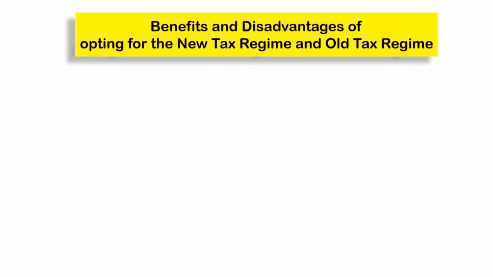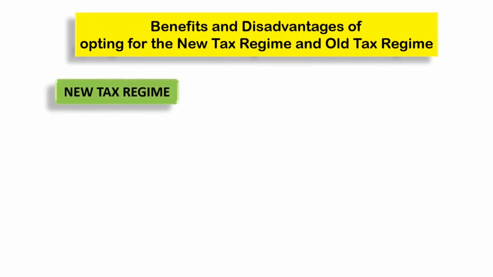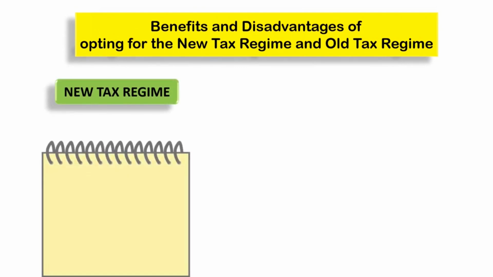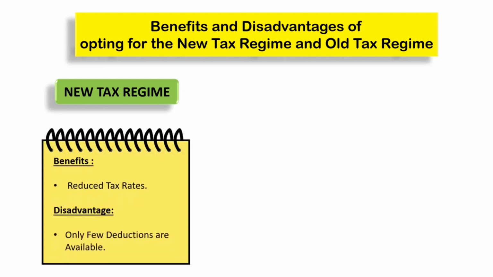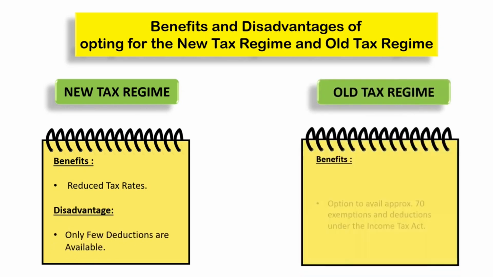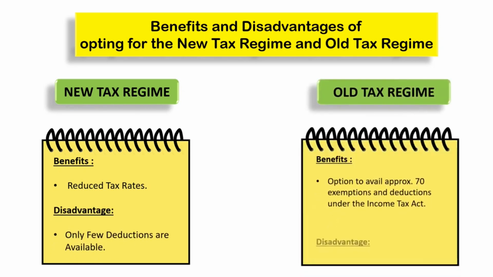So in brief, it can be said that the benefits or the disadvantages of opting for the new tax regime or the old tax regime are: in the new tax regime, you have reduced rates of taxes, but you have fewer deductions available. In the old tax regime, you have the benefit of more than 70 exemptions and deductions. However, the disadvantage is that you have higher tax rates. Choosing between the new tax regime and the old tax regime is very easy.